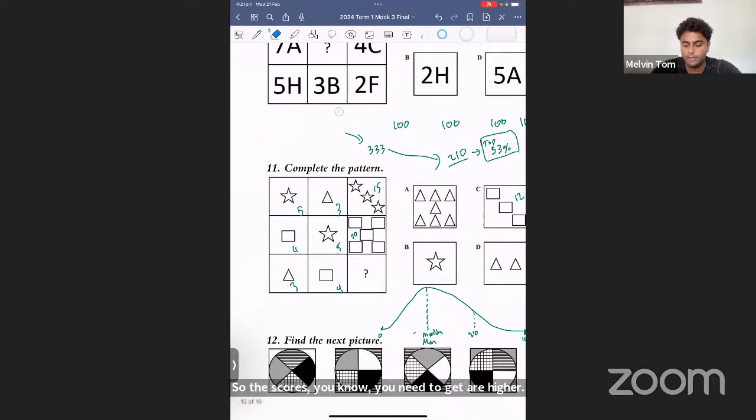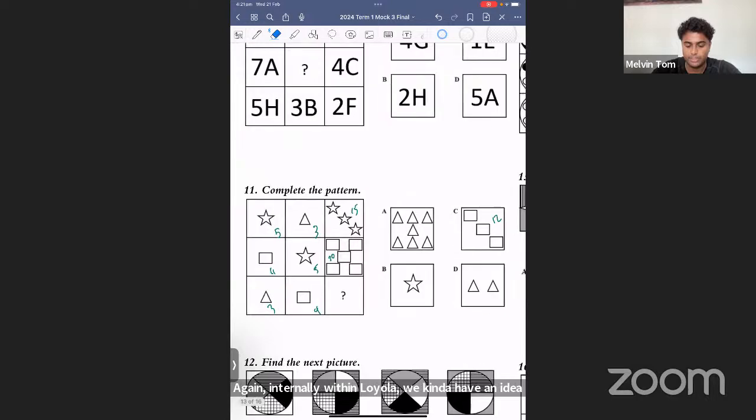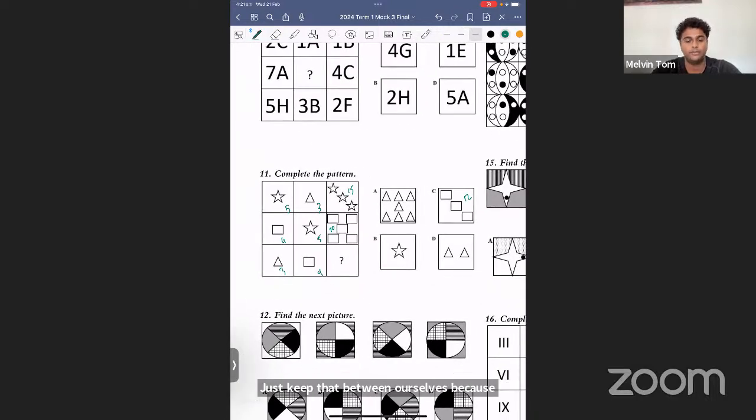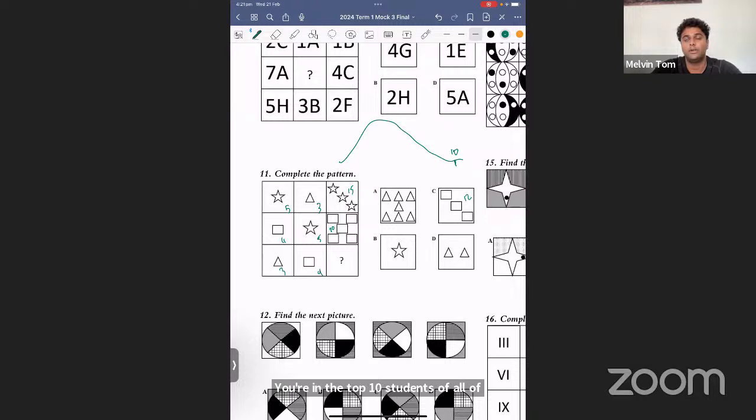So if you want to know, for example, how do the Loyola scores correlate? Again, internally within Loyola, we have an idea of how it could correlate, but we don't share that. We just keep that between ourselves because again, it's not useful for any of you. Let's just say you're in the top 10 students of all of Loyola. Knowing that information is not going to help you, because this is a practice test at Loyola. This is not the actual GATE exam.